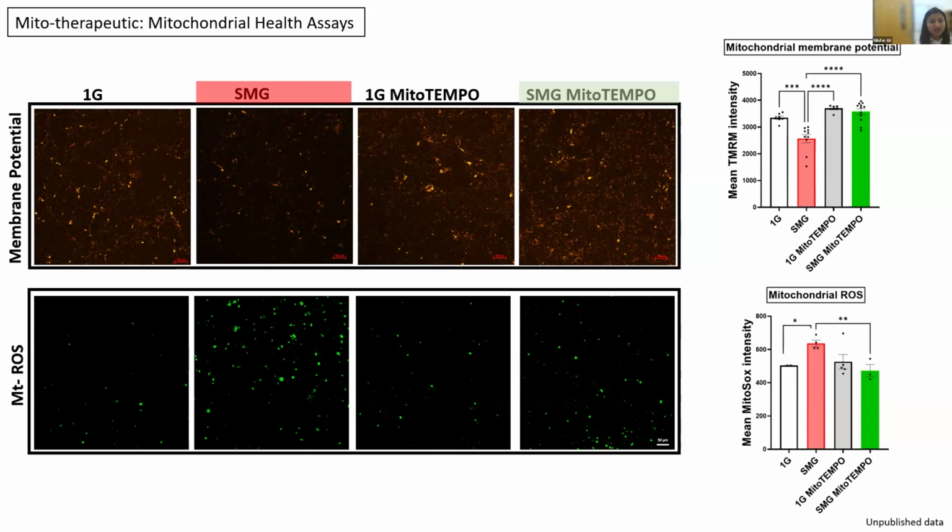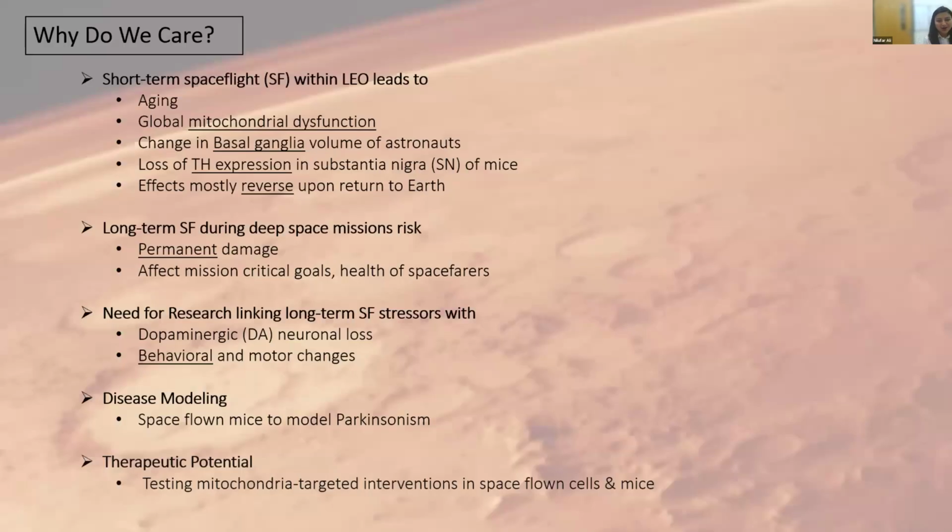So why do we care? Why do we want to study this? All these results which we are seeing from today's talk and from my previous pointers are coming from short-term spaceflight and not beyond low orbit. So we may assume that as we move on to deep space missions or long-term spaceflight, these subtle changes, which are reversed back to normalcy in most conditions, can be permanent, and they can affect the mission critical goals and health of the spacefarers.